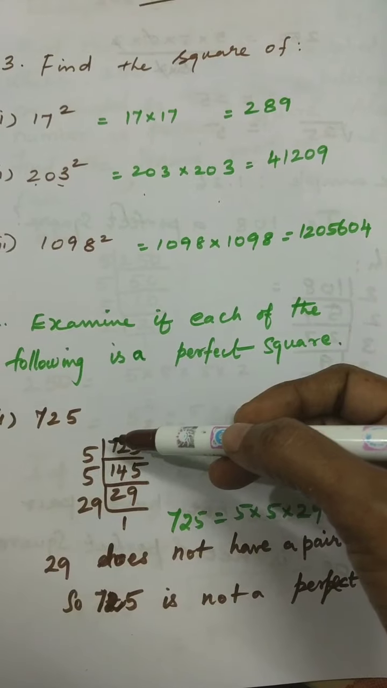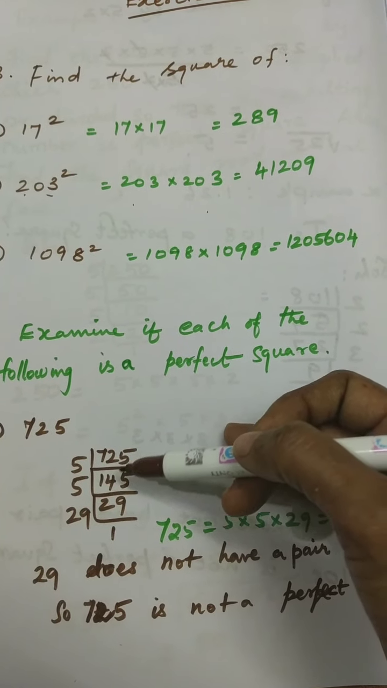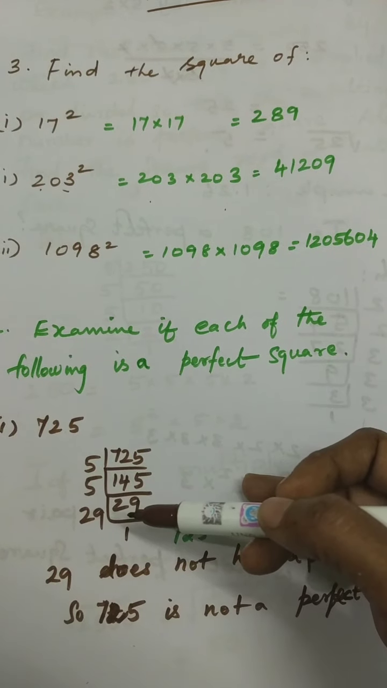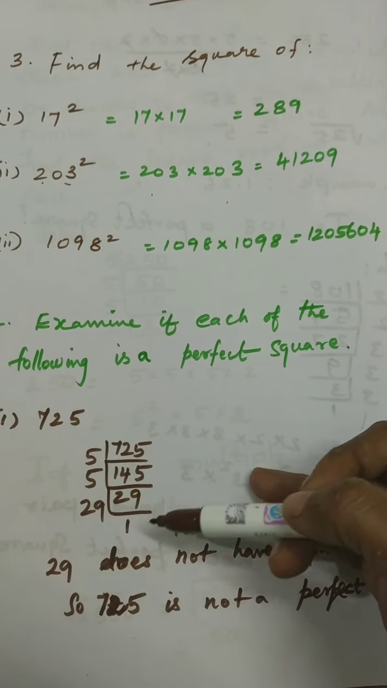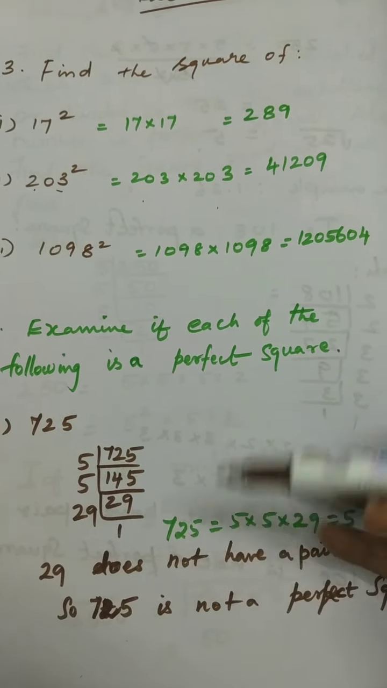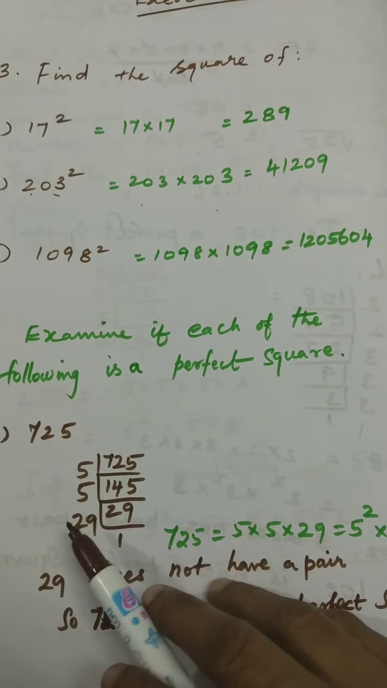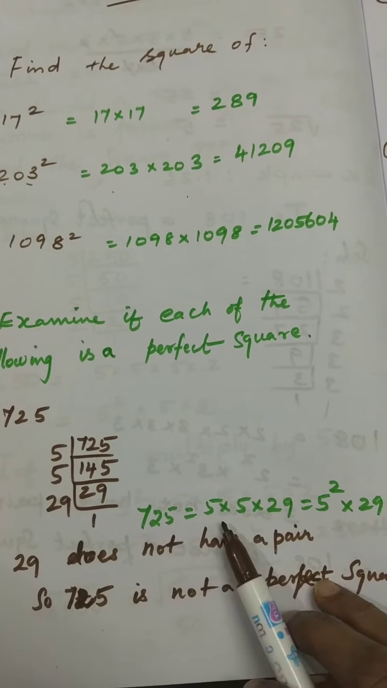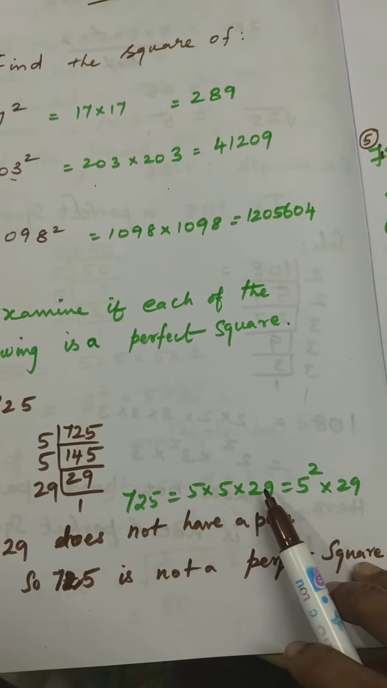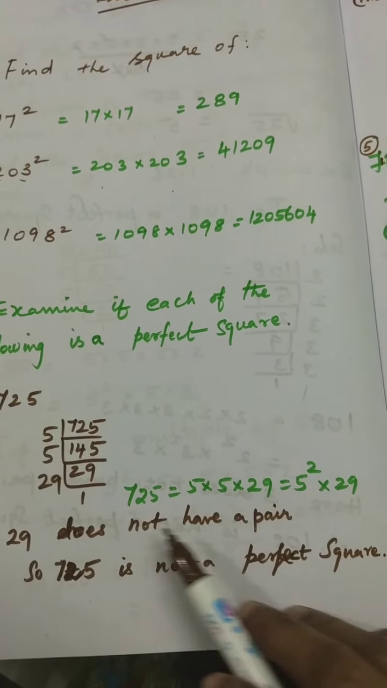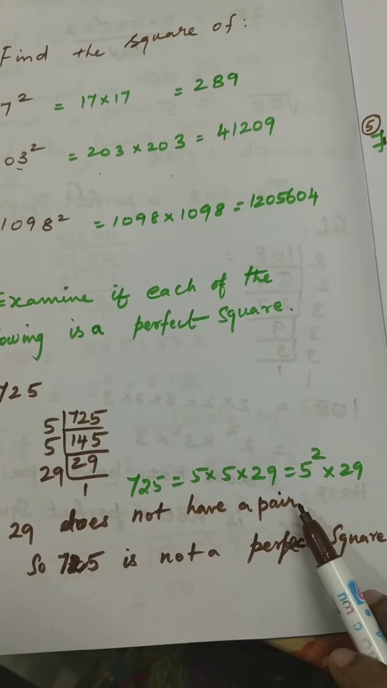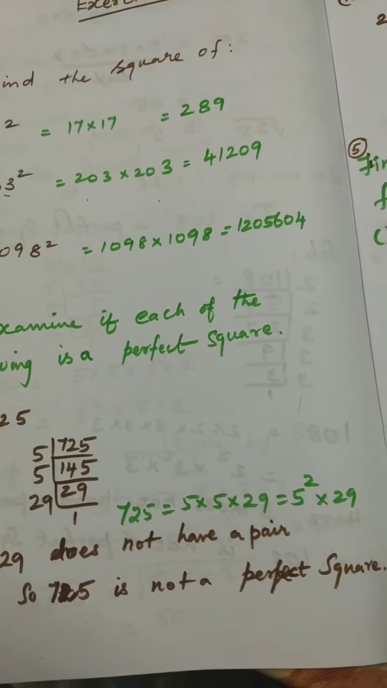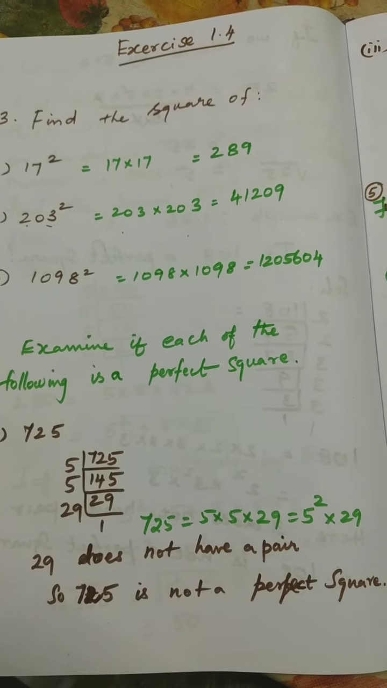Okay, here 5 table 1 times, then 4 times, again 5 times. Then 5 table 29. 29 is a prime number, so we cannot divide by any other number. So you have to divide by 29 itself. So 725 is equal to 5 into 5 into 29. So this 29 does not have a pair. So 725 is not a perfect square.